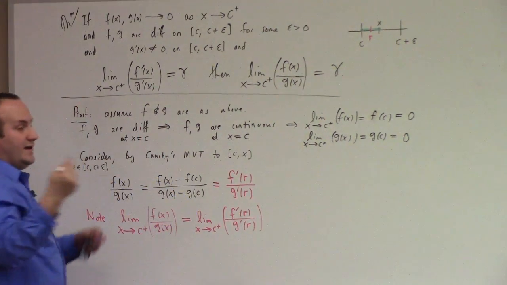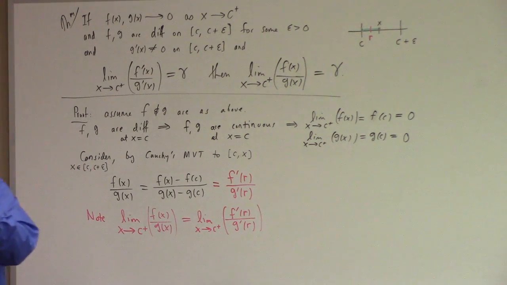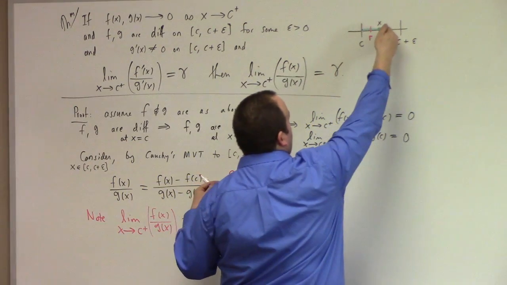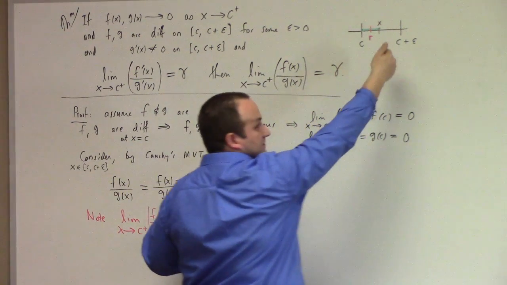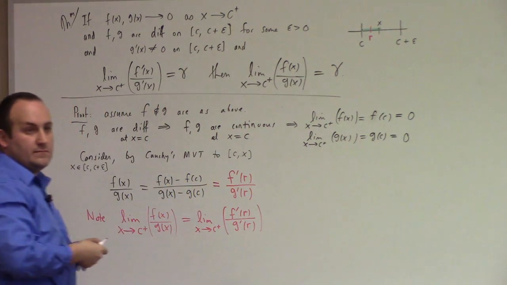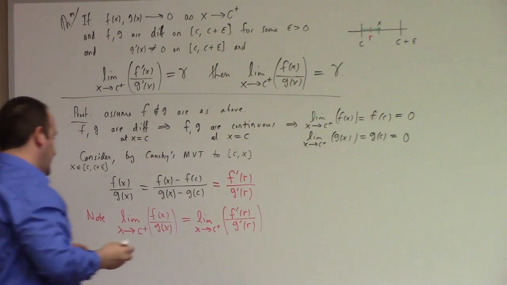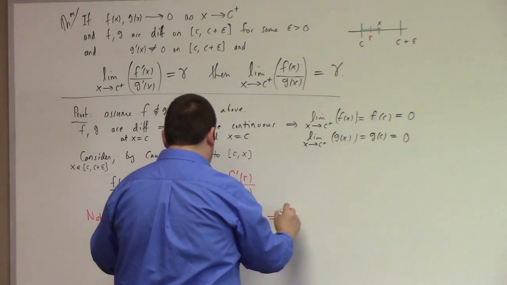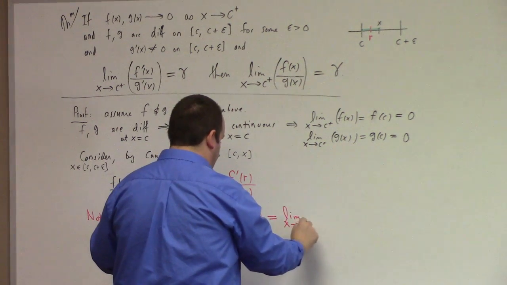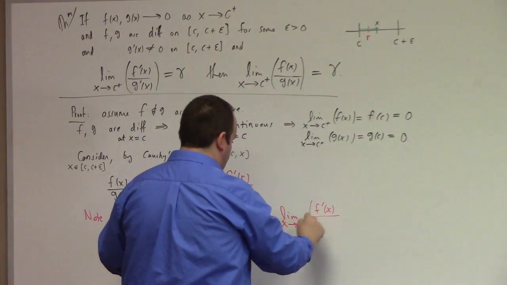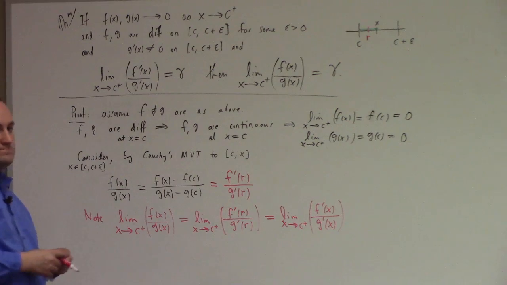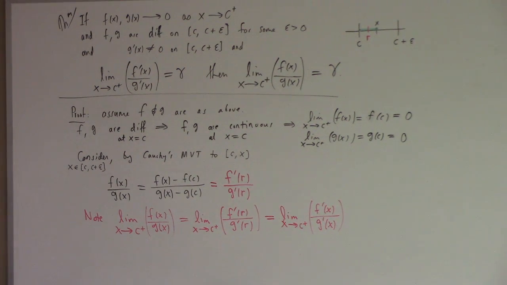What happens as x goes to c from the right? What happens to the r? What does it do? It pushes r to where? See what happens to r? Pushes it to c, right? This has to be equal to the limit as x approaches c from the right of f prime of x over g prime of x. Agree? That's just a substitution.